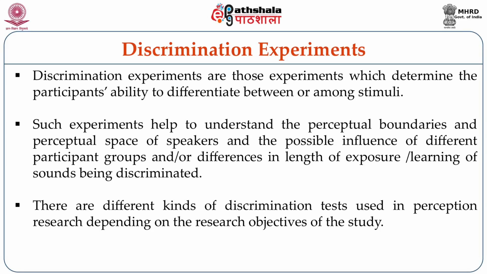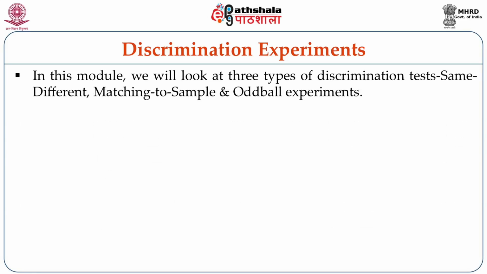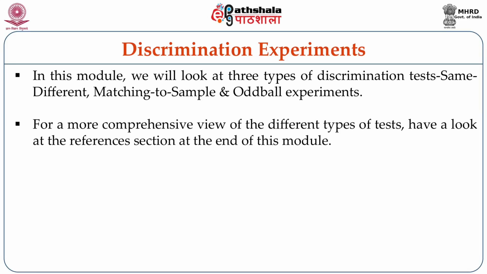There are different kinds of discrimination tests used in perception research depending on the research objectives of the study. In this module, we will look at three types of discrimination tests: same different, matching to sample, and oddball experiments. For a more comprehensive view of the different types of discrimination tests available, have a look at the references section at the end of this module.